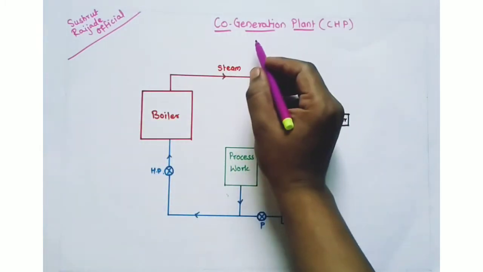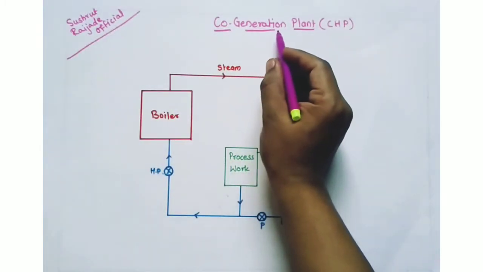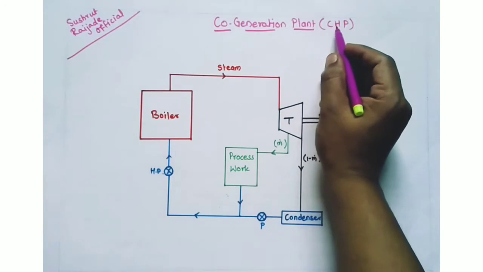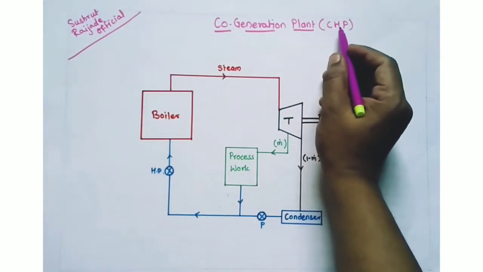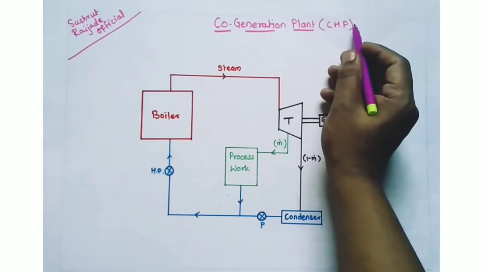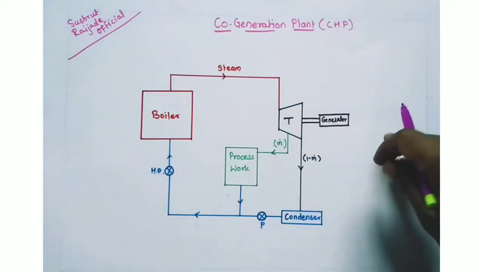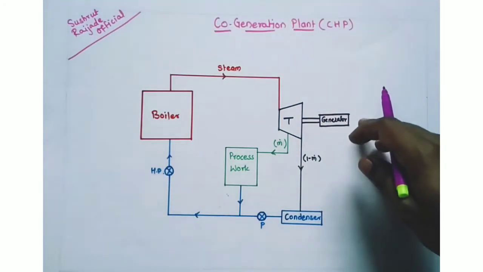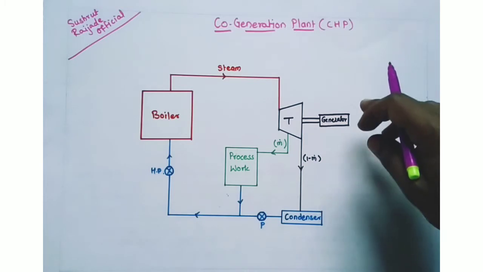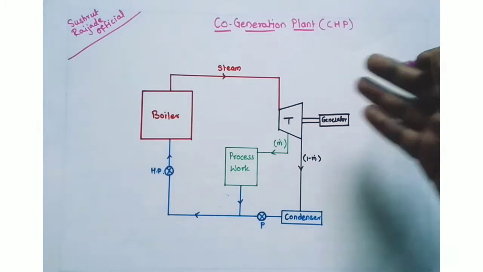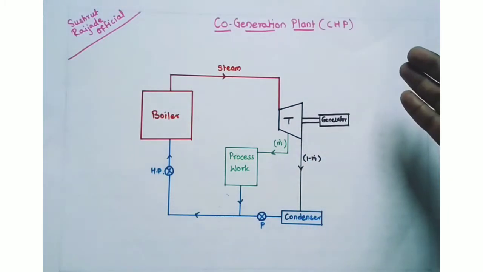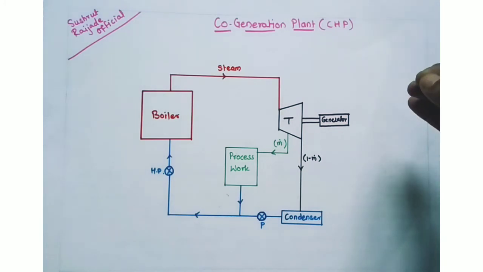In this video, we are going to learn the cogeneration plant. It is also called a CHP, that is, a combined heat and power plant. Cogeneration plants recover the waste heat that is otherwise discarded from conventional power generation to produce thermal energy.